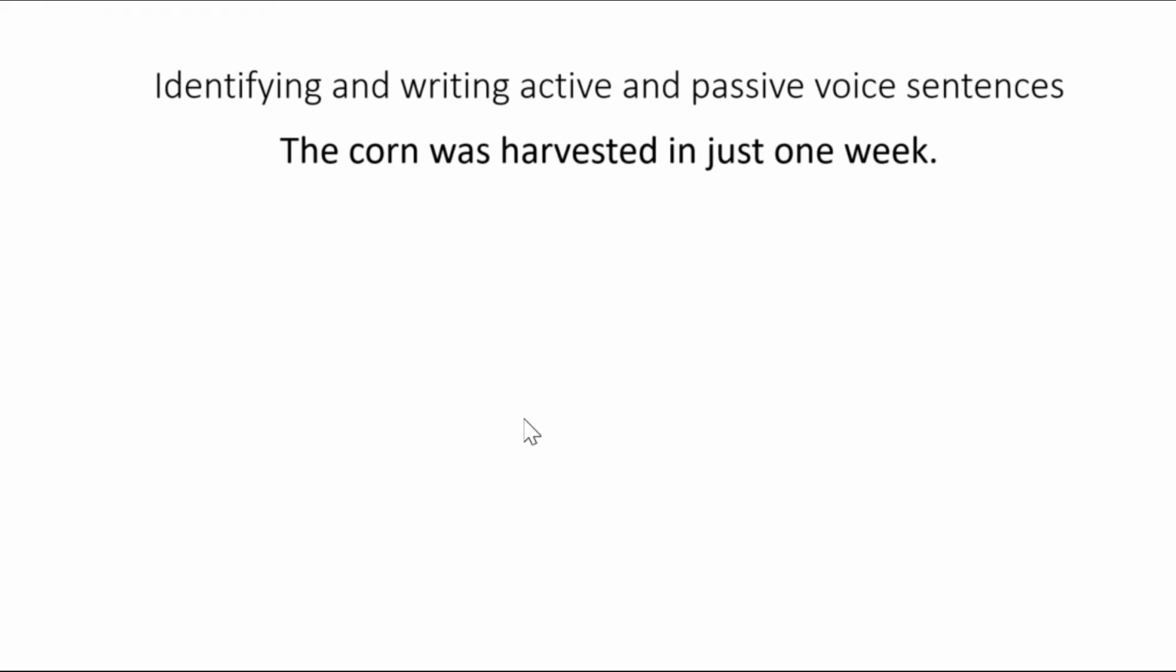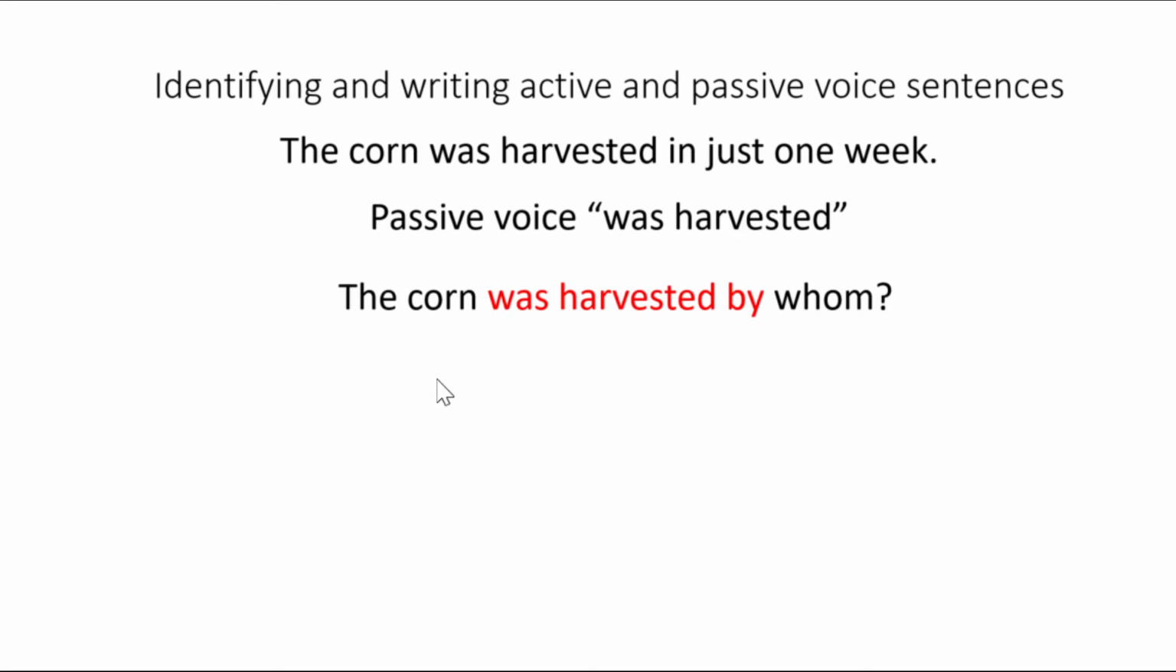So let's practice a little. The corn was harvested in just 1 week. Now, is that passive voice or active voice? It is passive voice, was harvested. When you have an ed verb like harvested combined with a form of to be like was, that is your hint that you have a passive voice construction. Corn was harvested by whom? That's your other hint. If you can say by whom after the verb was harvested, then you also know that you have a passive voice construction.